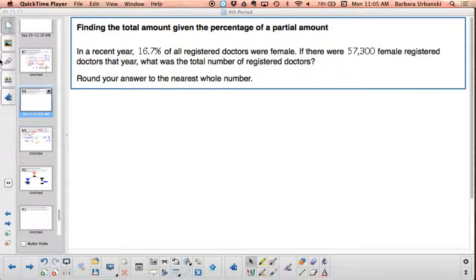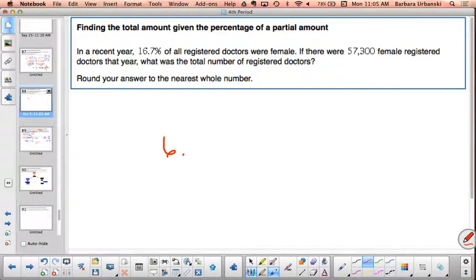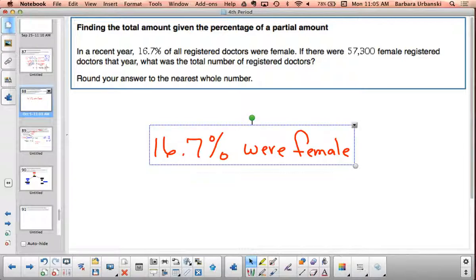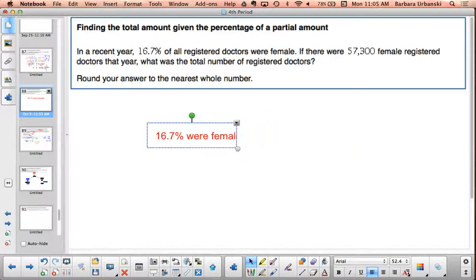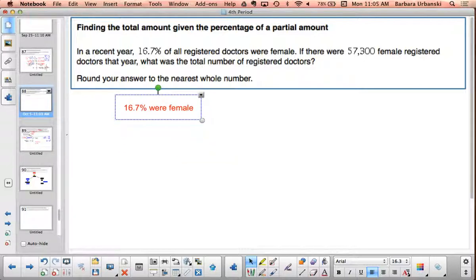So if we read the problem, it says, in a recent year, 16.7% of all registered doctors were female. So what we do know is that there's 16.7% were female. Now, how do we know that? We know that because that's given information. So we have 16.7% were female.